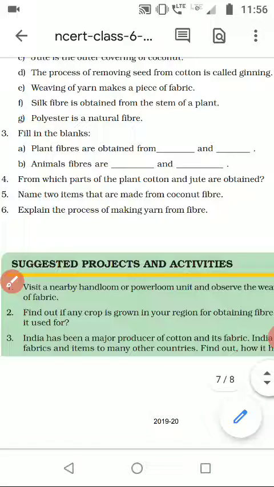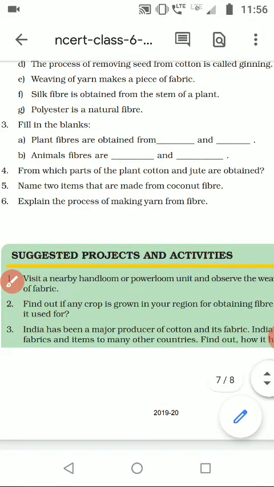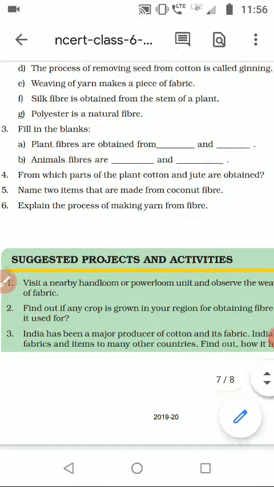Name two items that are made from coconut fibers. Coconut fibers are very hard and sturdy fibers, so from them ropes and floor mats are made. Next, explain the process of making yarn from fiber. So the entire process you have to explain for the making of the fiber.